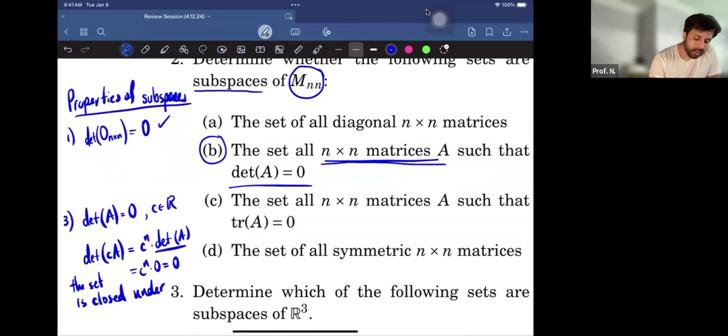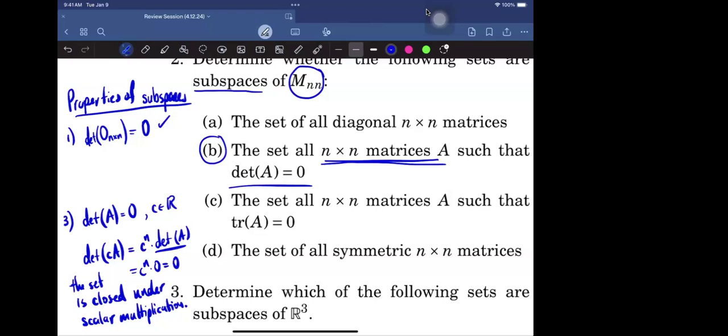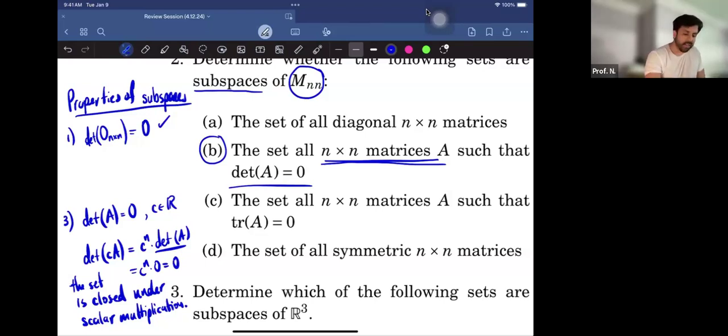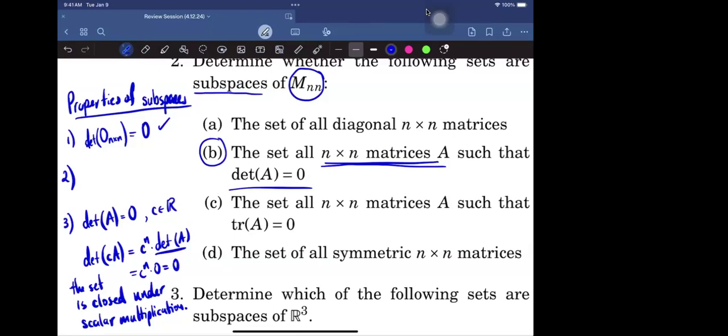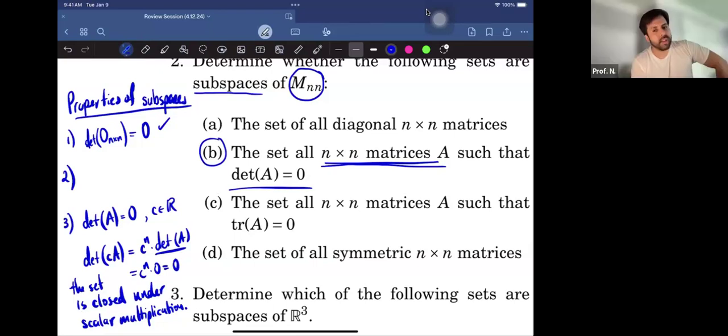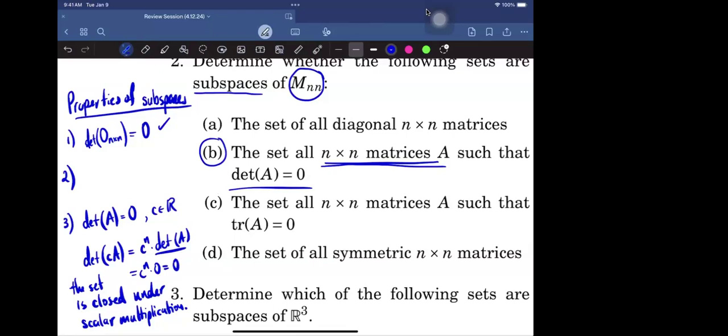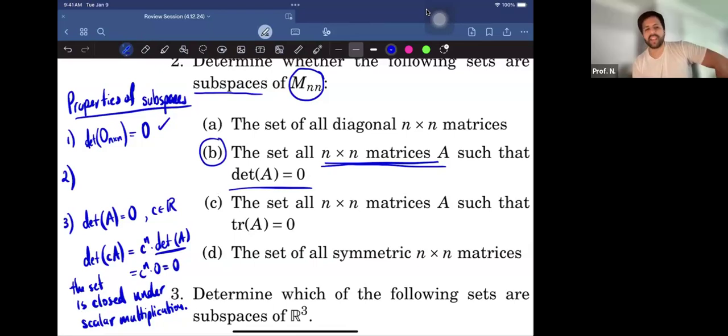So you notice I skipped number 2. Why did I skip it? Well, I wanted to show you the things that work. And then you can kind of already start to understand that it's not a subspace. Why? It's not closed under addition. Now how can I show that?